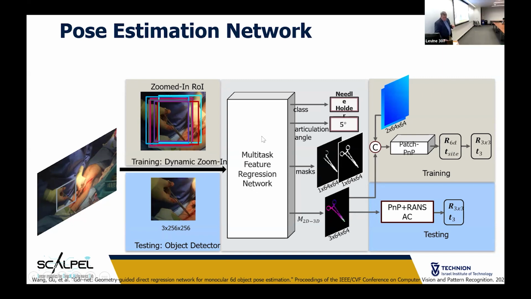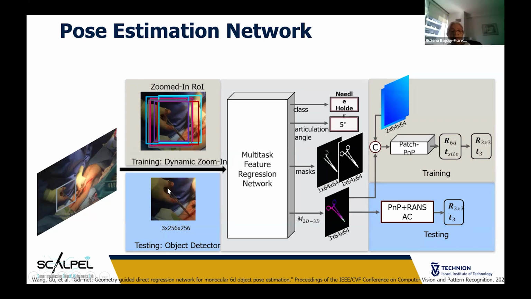And then the next phase is the pose estimation model, which I'm not going to get into the details of exactly how it is built. It predicts the name of the tool and its articulation, how open or closed it is. It provides a segmentation mask of the tool, as well as a 2D to 3D mapping of the tool. And then using this 2D to 3D mapping, you can estimate the position of the tool.